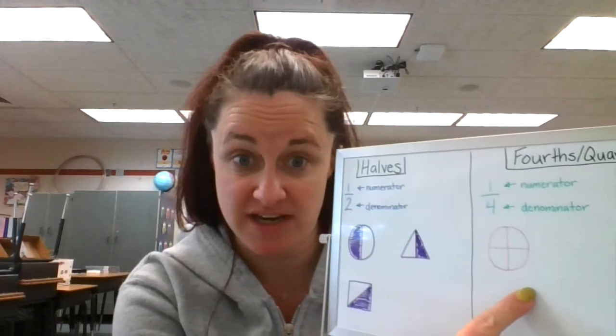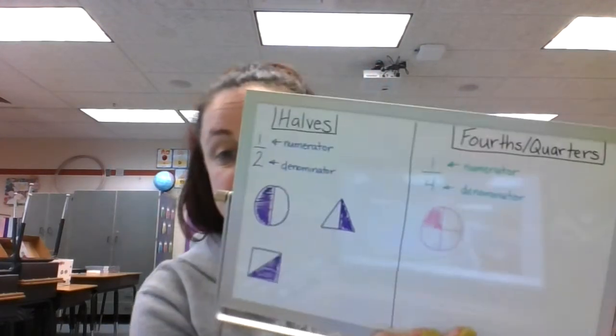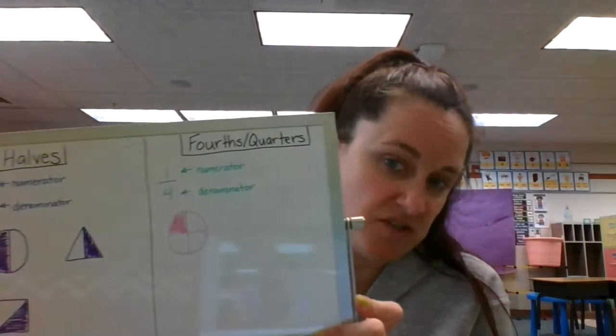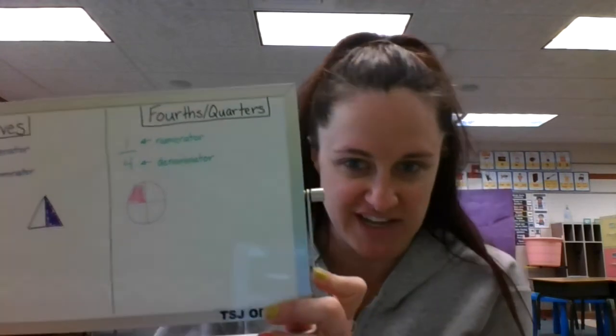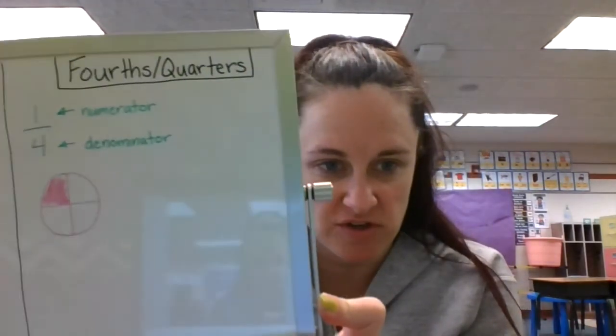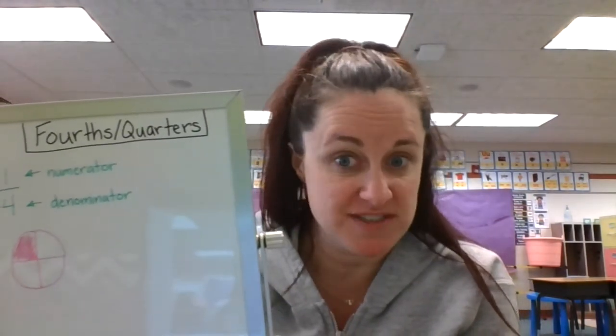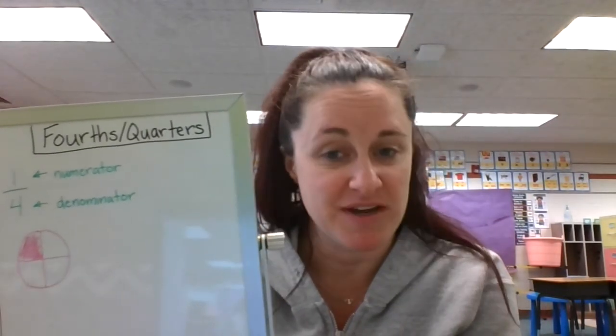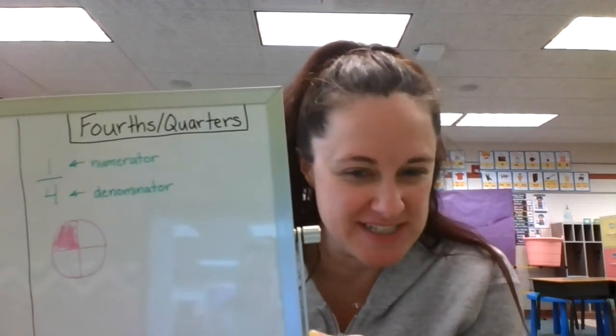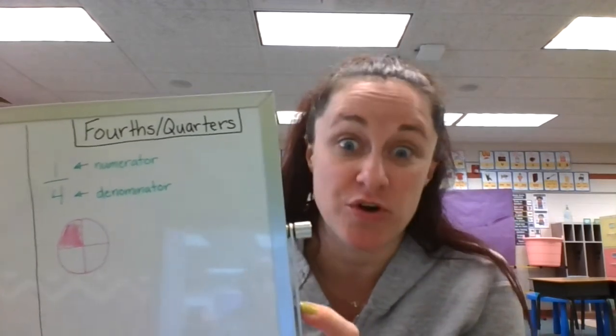So here is my circle, and I've divided it into fourths. I'm looking for 1/4, so I'm going to shade in 1 piece. So 1/4 of my circle is pink. You knew I had to use pink, right? It's my favorite color. I got to use it. So 1/4 of my circle is pink. The rest of it is not pink. I could say 3/4 is white, but I'm not going to say that. Okay, I just did. But 1/4 is pink.